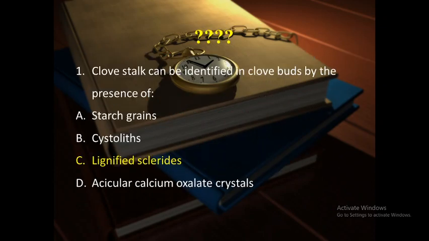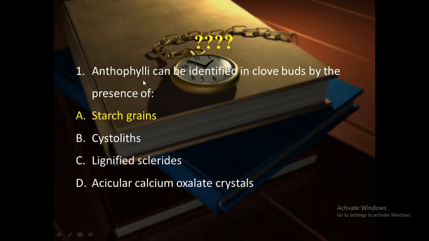Just see the question which has appeared in GPAT. Clove stalk can be identified in clove bud by the presence of, as I told earlier, the lignified sclereids, which are present in clove stalk but absent in clove bud. So the correct answer is option C, that is lignified sclereids.